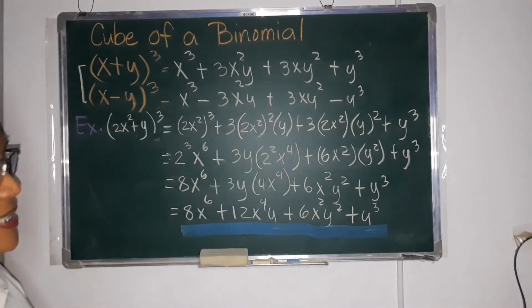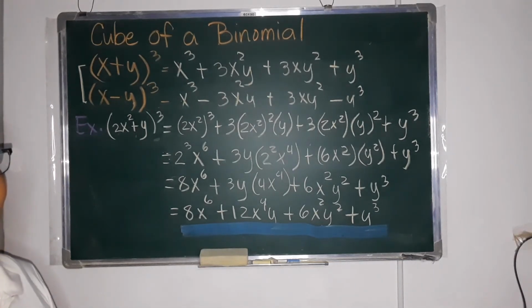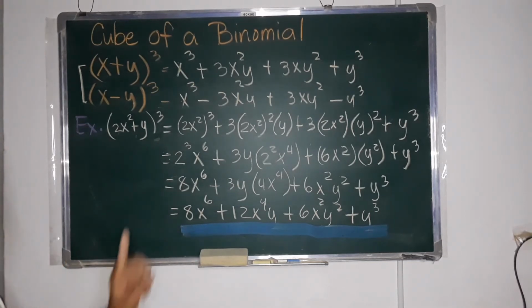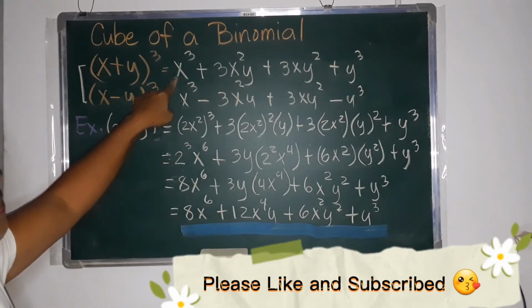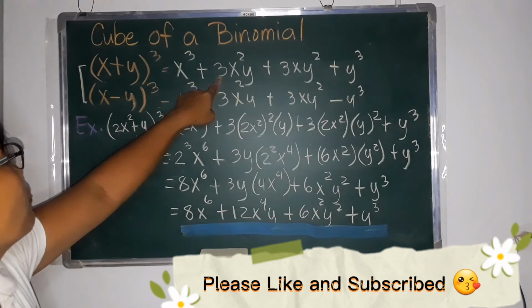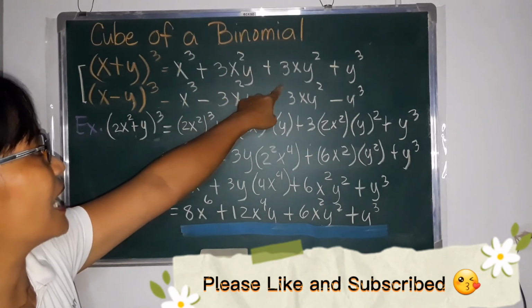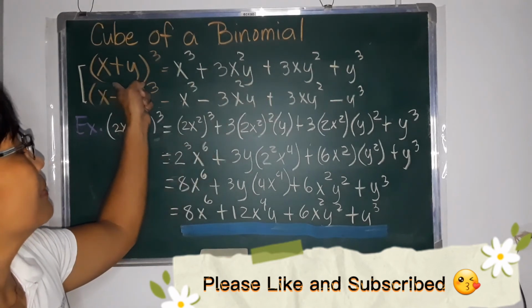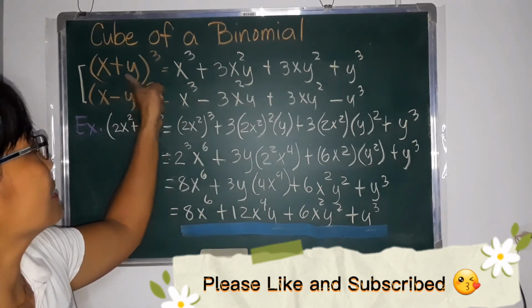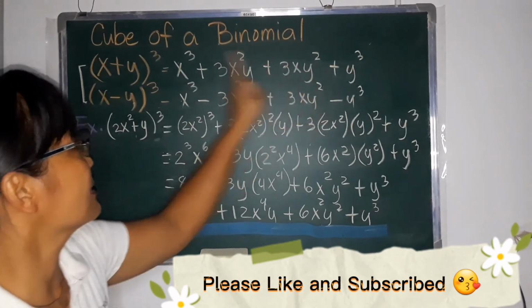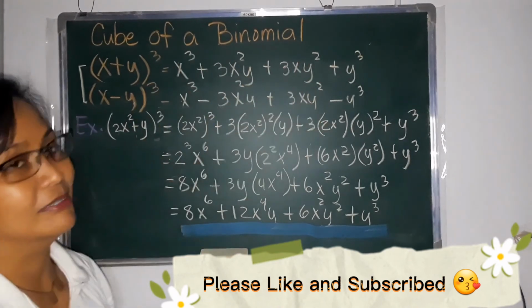Okay, so ganyan lang po ang pagkuha ng cube ng isang binomial. Ulitin natin ang step. Cube the first term plus trice the square of the first term times the second term plus trice the first term times the square of the second term plus cube of the last term.